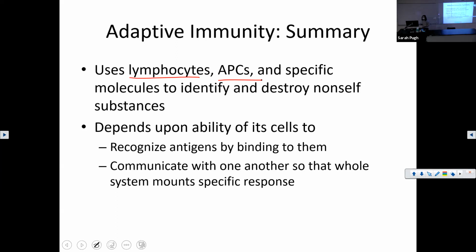Your adaptive immune system has to be able to recognize a foreign antigen and bind to it. And all those cells have to be able to communicate with each other so that they can help to increase whatever kind of response needs to happen to get rid of the foreign antigen.